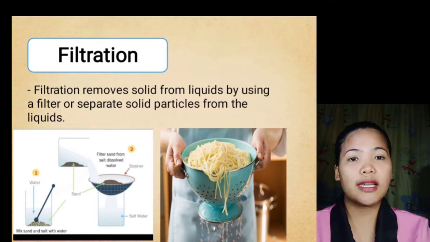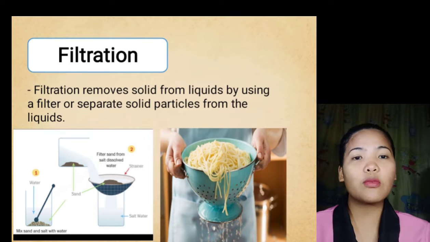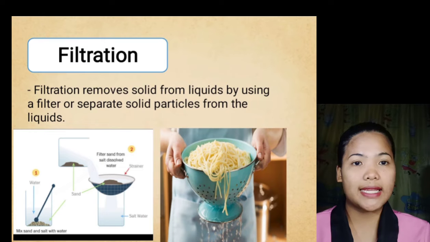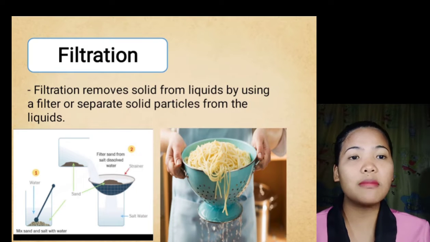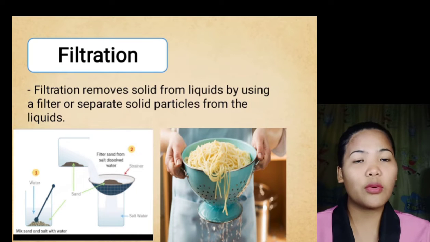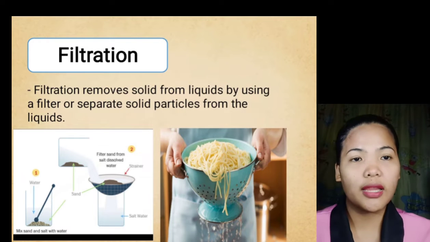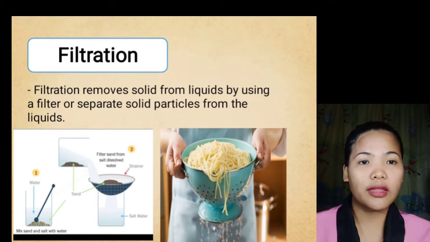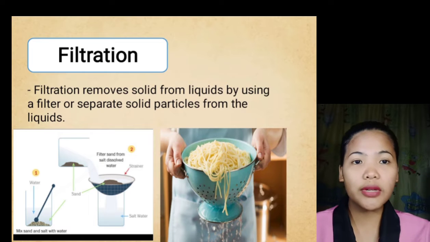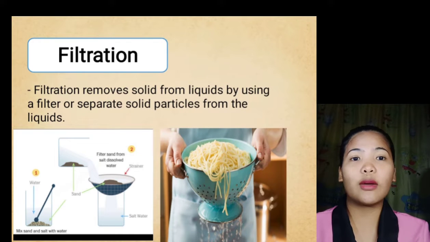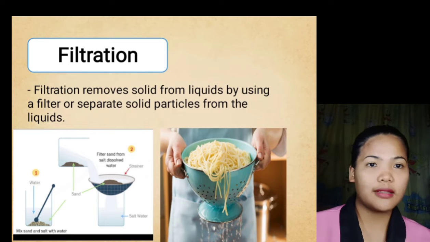As you can see in the picture of the sand and salt within the water, you pour the water through the filtration device. You can see the sand comes out of the water and the salt water is left behind. The other example is the noodles and the water. If you are done cooking the noodles, you want to take the water away, so you can use a filtration device to separate the water from the noodles.